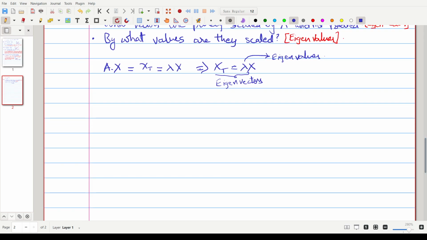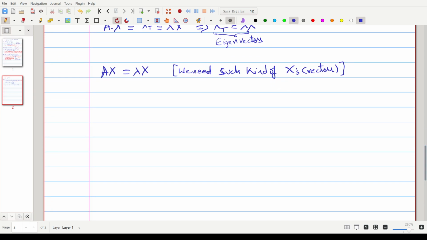Moving ahead to find these, how do we do that? We'll take the very definition of it, what we have just written. So we need the Ax to be some scalar times x. We need to find such kind of x's, which are vectors. And those vectors are called eigenvectors, and these lambda values by which those eigenvectors are scaled are called the eigenvalues.